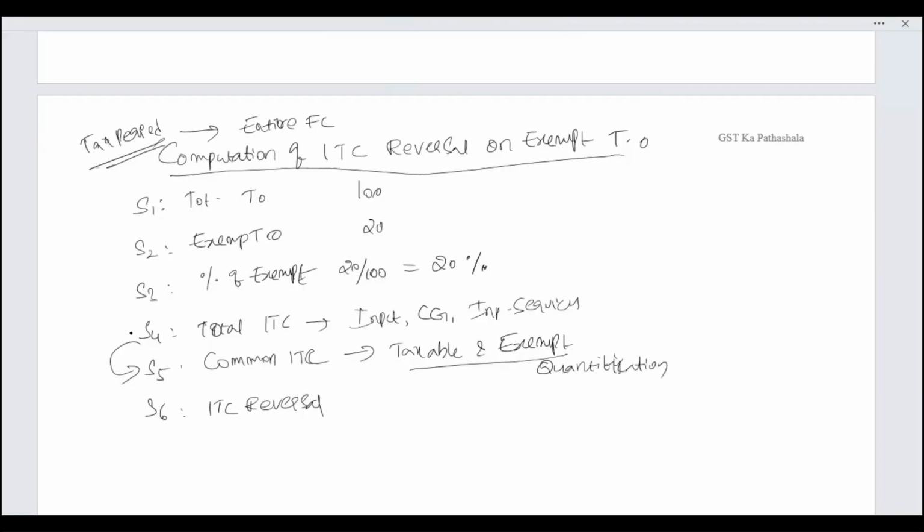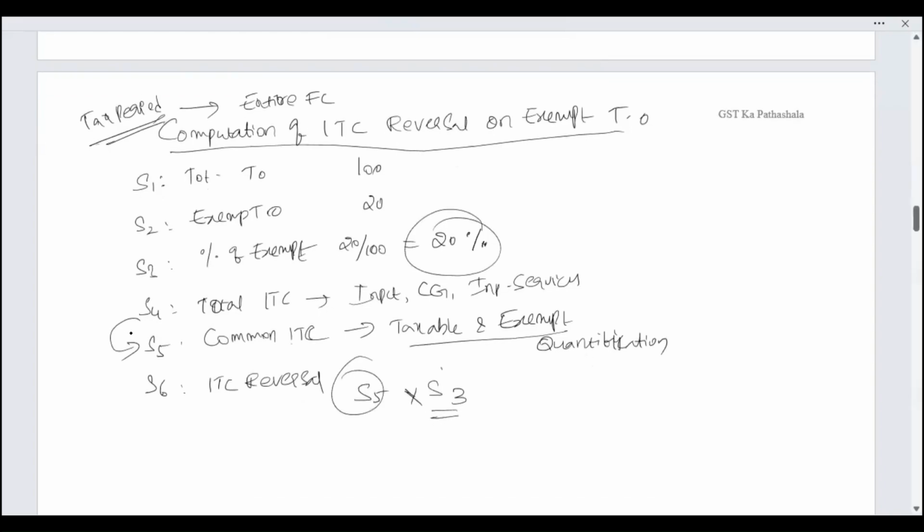in my step 5. Step 6, I'll say step 5 into step 3. Whatever percentage I have received here, whatever credit I have identified, I'll reverse in this particular step 6. This amount I mark in table 4B1 of GST 3B. This is how I quantify my input tax reversal, which is required.